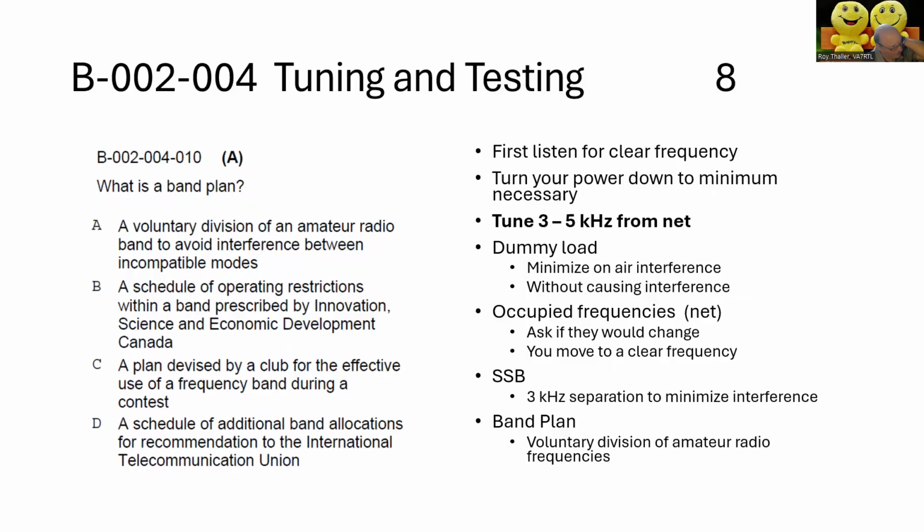So now, what is a band plan? So a band plan is a voluntary division of an amateur radio band to avoid interference between incompatible modes. So usually they'll have the digital frequencies and CW on the lower portion of the band plan for that particular band, and then voice and other forms of communication will tend to be on the upper side of that band.